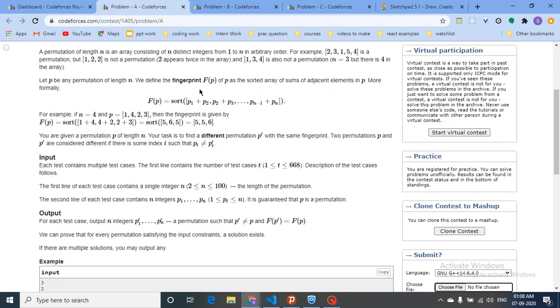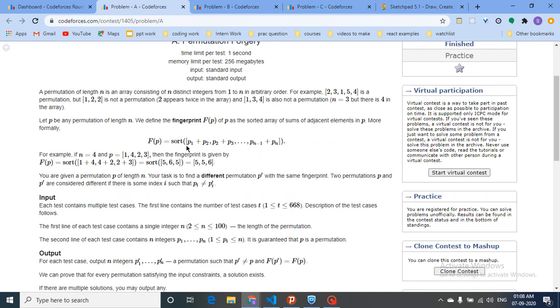Now for a particular permutation P, they have a fingerprint. The fingerprint is such that if you take any two consecutive numbers in this permutation and add them, you will form a new set of numbers. Then you sort them, and the resulting set is called the fingerprint of the permutation. In this example, for n equal to 4, if you take every two consecutive numbers and add them, 1 and 4 is equal to 5, 2 and 4 is equal to 6, 2 and 3 is equal to 5, and then sorting them out, it's 5, 5, 6. So this is the fingerprint.